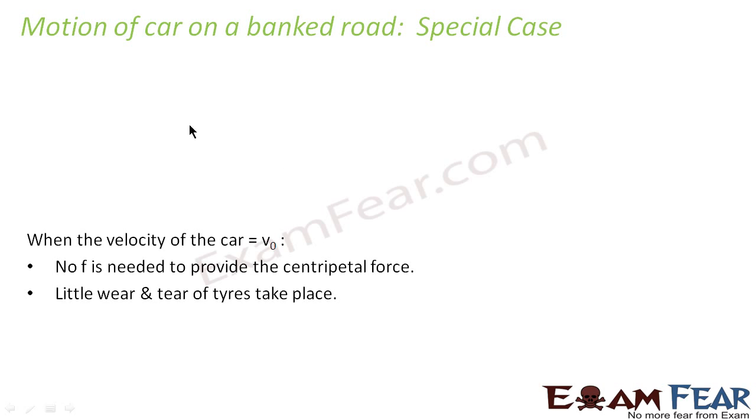Now we will look at a special case of motion of a car on a banked road. So what is that special case? Let us say in the expression which we derived just now for Vmax, mu s is equal to 0. Mu s equal to 0 would mean that there is no friction, right? So if there is no friction, then what would be the value of Vmax if you put the value of mu s to be 0?